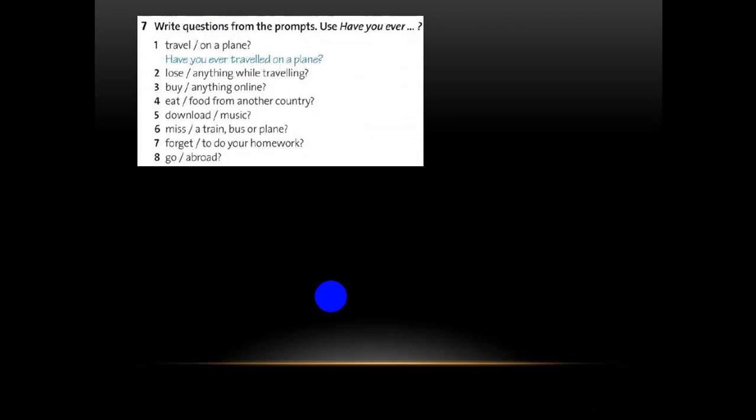Number 7. Write the questions from the prompts. They give you something to start with. We call it a prompt, meaning the ideas or cues here. Use have you ever. 1. Travel on a plane. Have you ever traveled on a plane? So all we have to do is take the verbs and put them in the past participle. Then we start with have you ever. Pause the video and do it yourself.